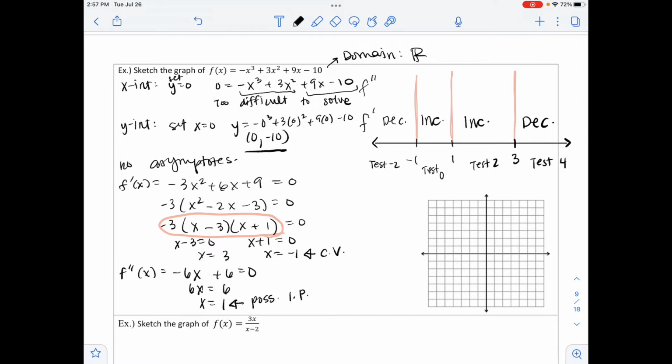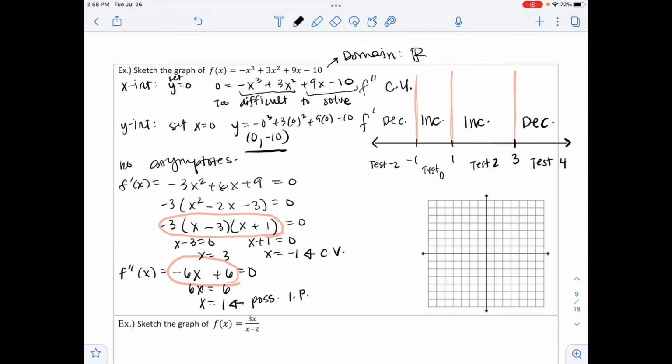So our second derivative, now we're going to substitute those into. I'm going to go ahead and circle that. Our second derivative is negative 6x plus 6. And so substituting in negative 2, we get 12 plus 6, which is 18, and that's positive. So that would be concave up on that interval.